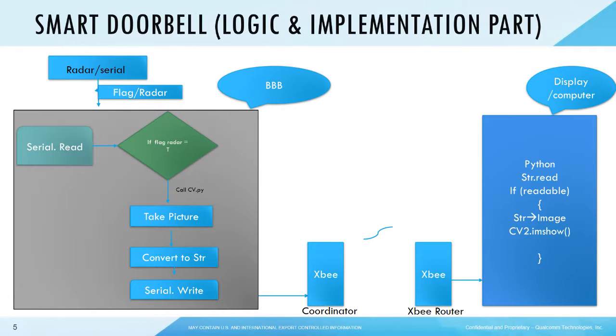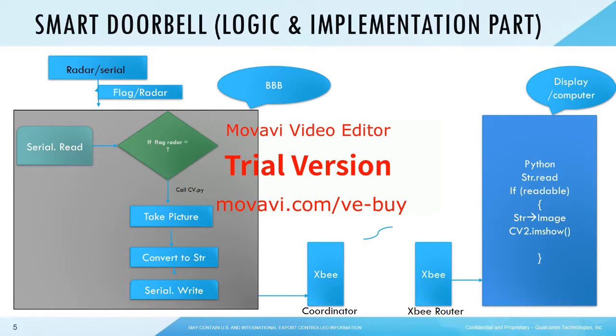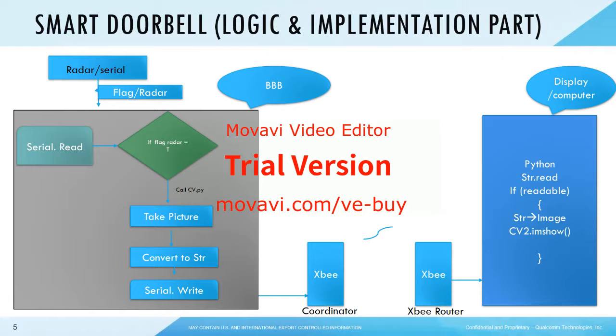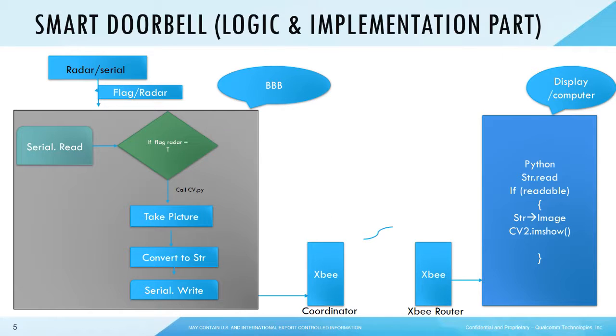On the top left we indicate that the radar communicates over serial to send the flag to the BeagleBone Black, and when the flag is received, the Python script on the BeagleBone monitors that serial port continuously as a thread. And when the flag appears on the serial port and the if condition is checked, then the Python code triggers a picture from the camera.